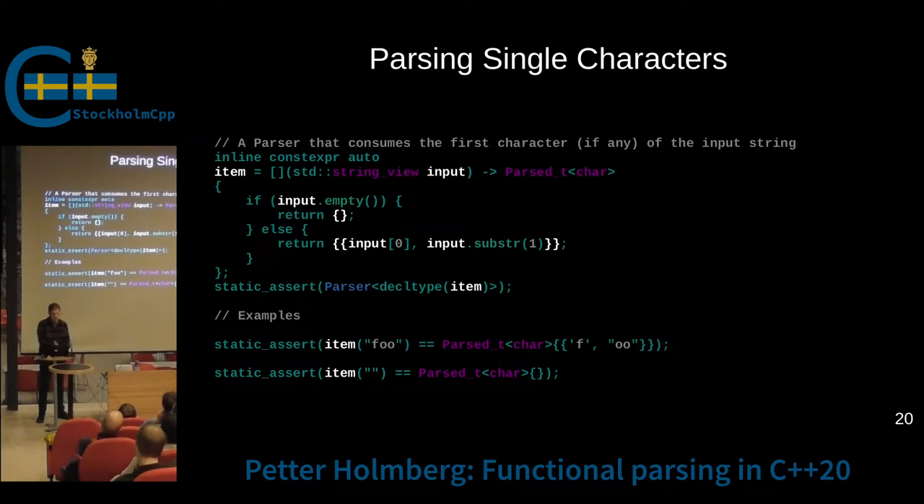And that we can do with return type deduction here because I have been explicit about the return type. So I can just use the empty brackets as a default constructed optional. Right? It's going to be what we want. Otherwise, we can extract the first character. And we have parsed the first character, so the rest is a substring starting from the next character. If you want to, you can actually check here that this function is a parser with static assert. I wouldn't normally do this in real code, but it's good to know that you can.